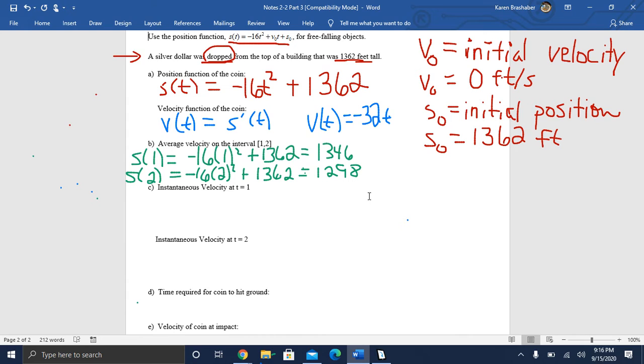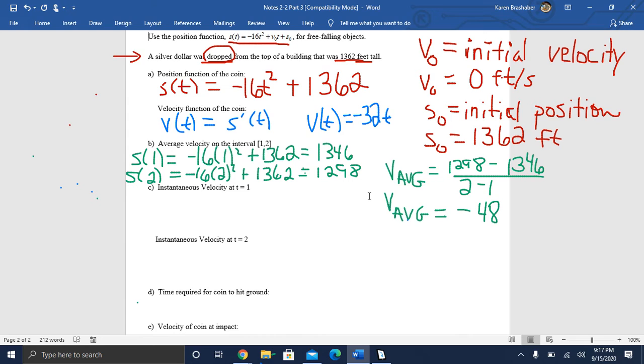So my average velocity on the interval from 1 to 2, V average, is going to equal S of 2, which is 1,298, minus S of 1, 1,346, over 2 minus 1. And so doing that calculation, you get your average velocity as a negative, so equals negative 48, and then 1 in the denominator.